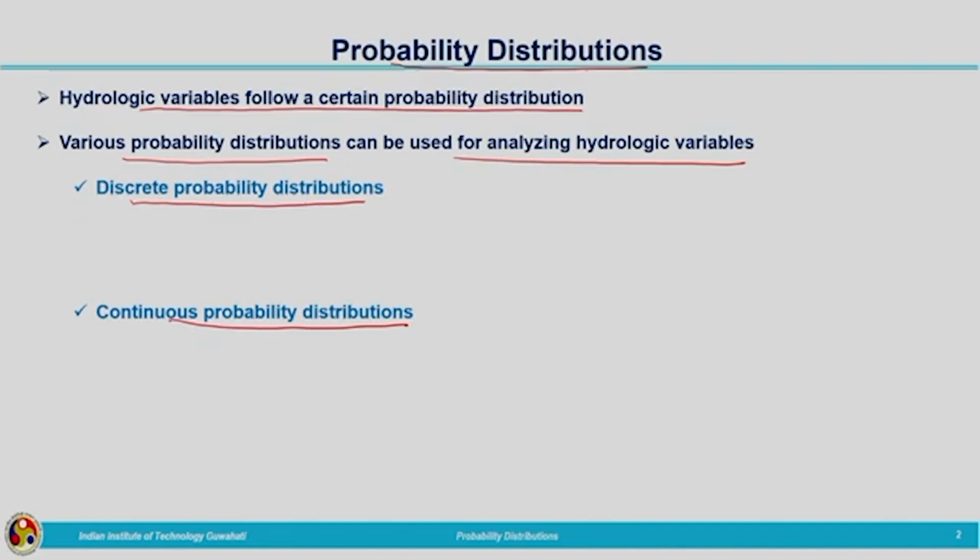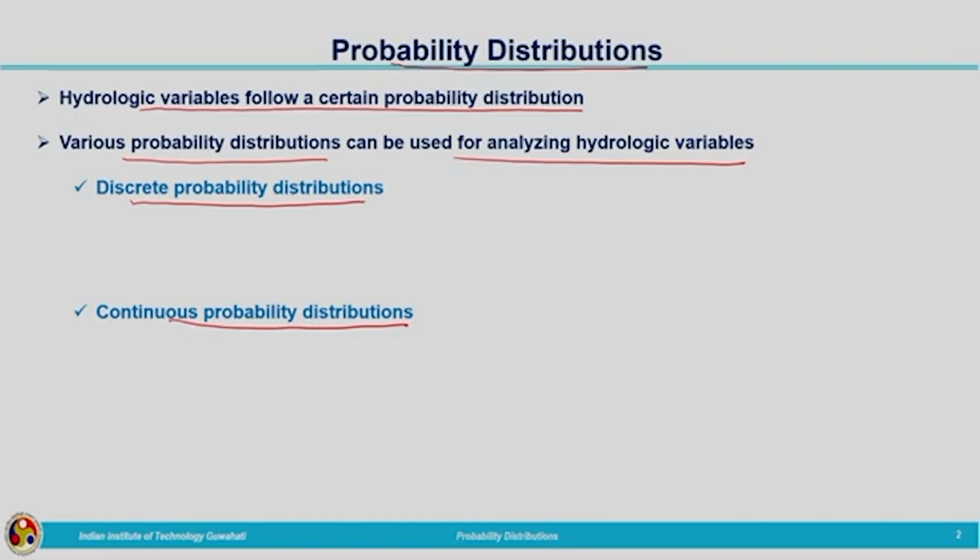The number of rainy days will take integer values. Those are considered as discrete random variables. But in the case of rainfall, streamflow, etc., these will take a value within a certain range. It cannot be expressed by means of an integer. It may take fractional values also, within a certain range. Those types of hydrologic variables will be considered as continuous random variables. The probability distributions which they follow are considered as continuous probability distributions.